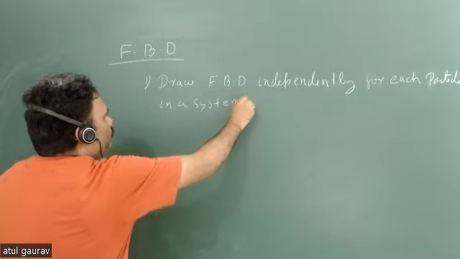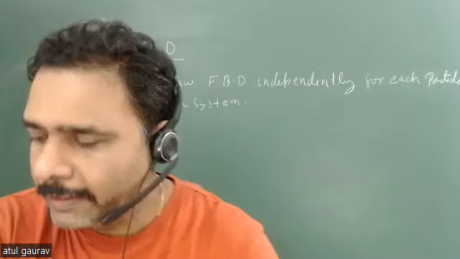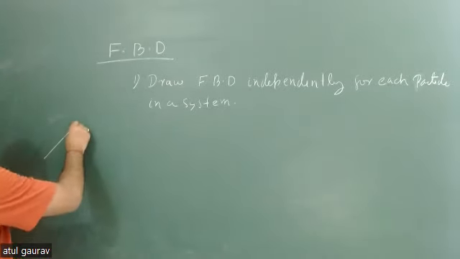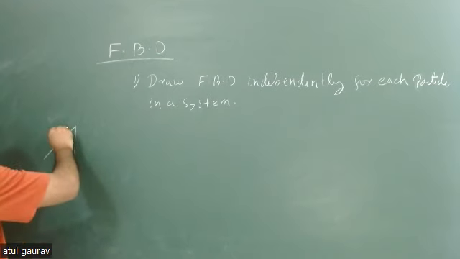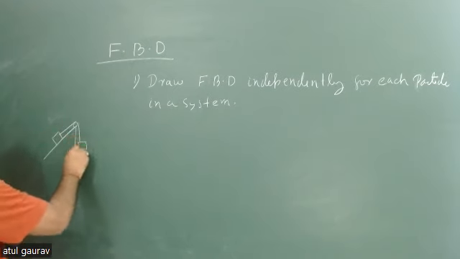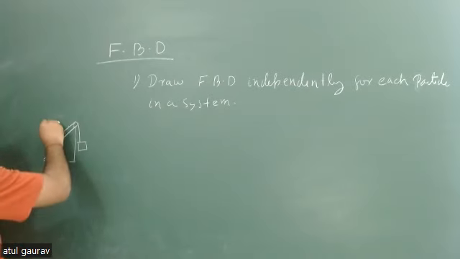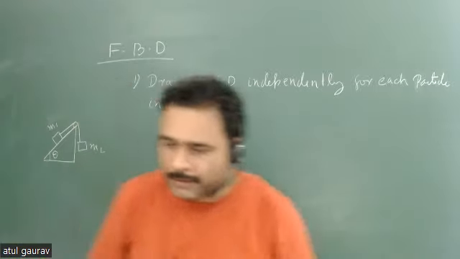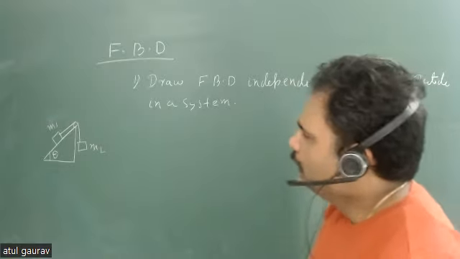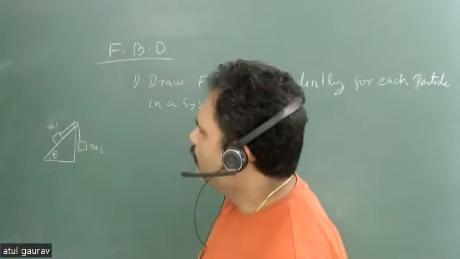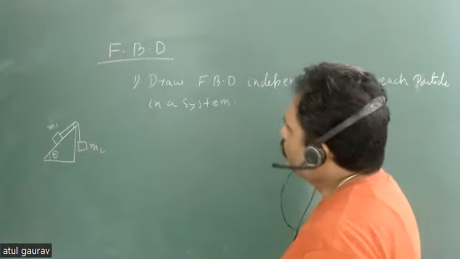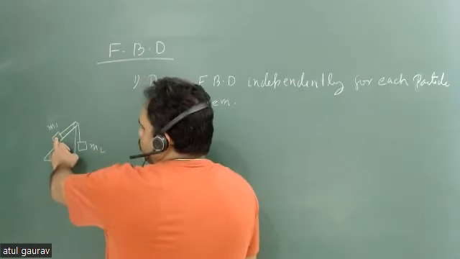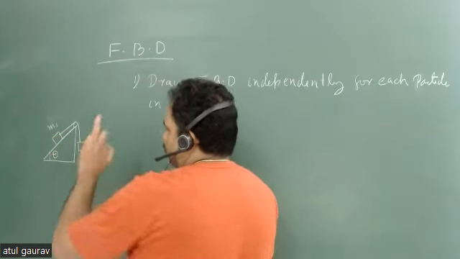What is the meaning of that? Suppose I am taking one basic condition, one of the simplest questions. Suppose this angle is theta. This is M1, this is M2. This is a simple mass and pulley system. The angle is constant, that is theta, and leave the friction and everything right now. What will you do? There are two masses, so you will draw the free body diagram for this mass separately, and for this mass separately.